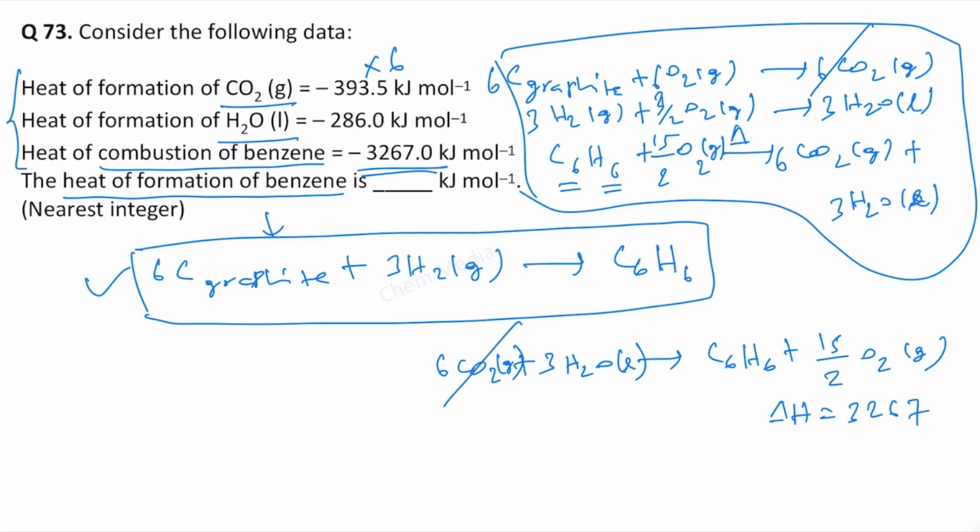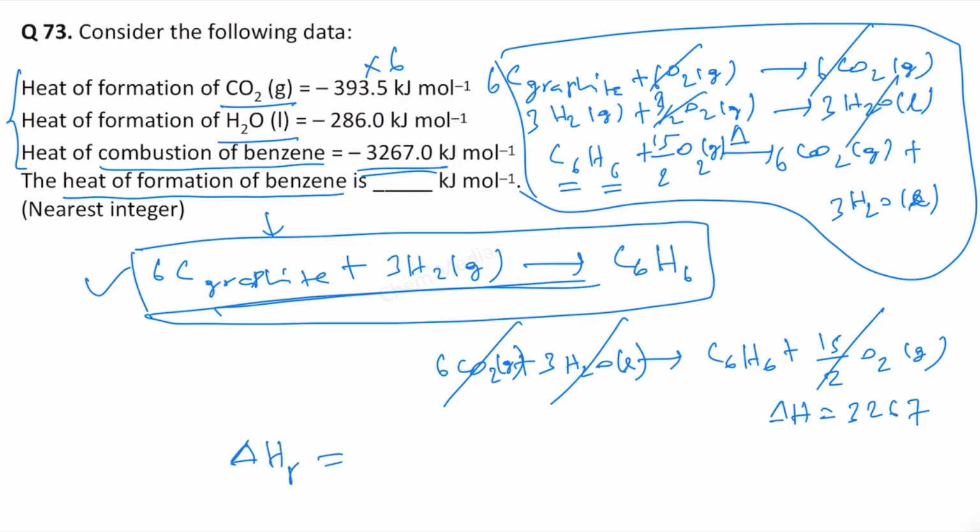6 times CO2, 6 times CO2, 3 times water, 3 times water, and then 15 by 2 times O2, that we can cancel. 6 times O2 here plus 3 by 2 O2. So together that will be 15 by 2 O2. So now the remaining terms are this one. So this means heat of formation for benzene is equal to 3267 plus 6 times minus 393.5 plus 3 times minus 286.